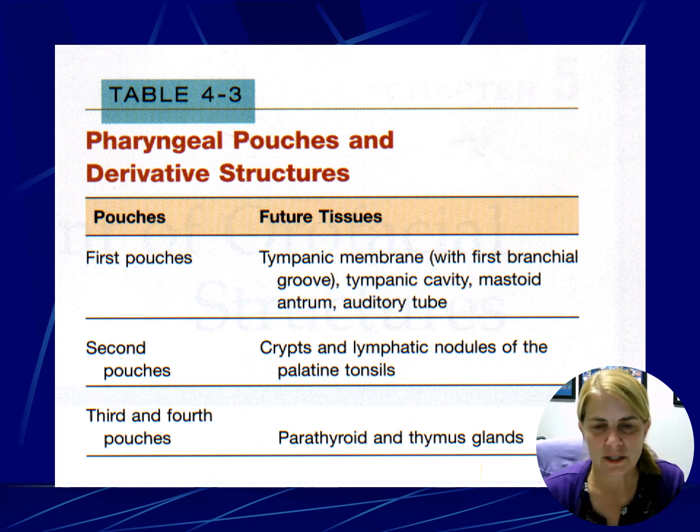Here's the pouches describing that the first pouch is the auditory tubes and the tympanic membrane, second pouch, the palatine tonsils, third, the parathyroid and thymus glands, and also the parathyroid, thyroid, and thymus glands.